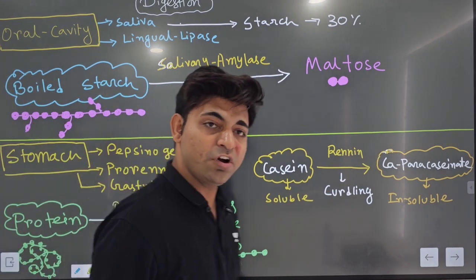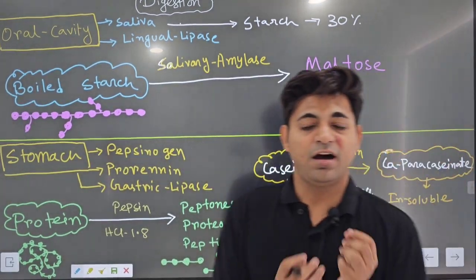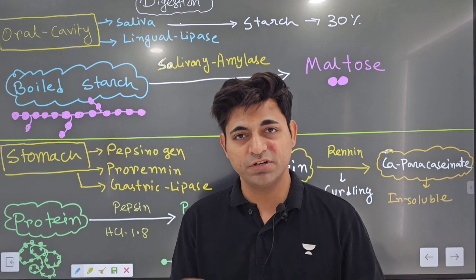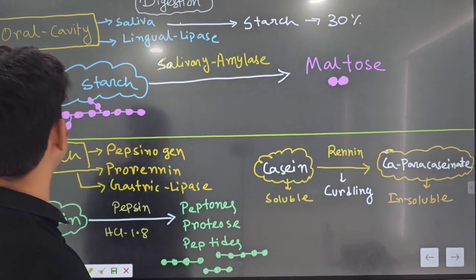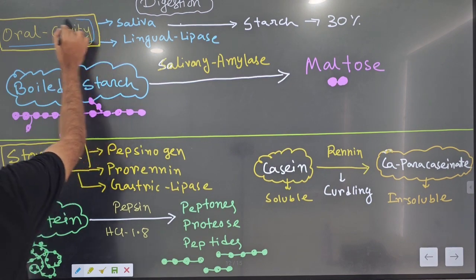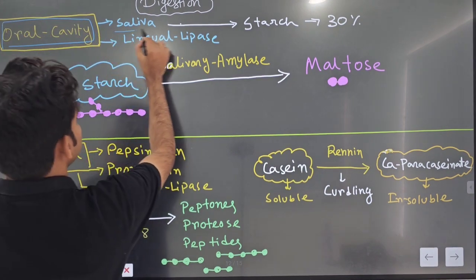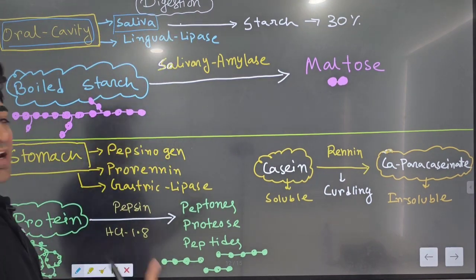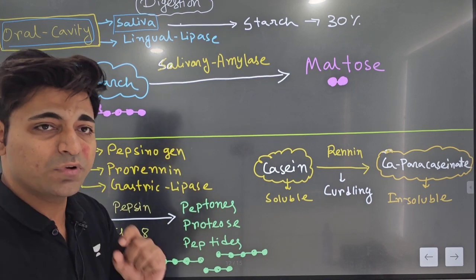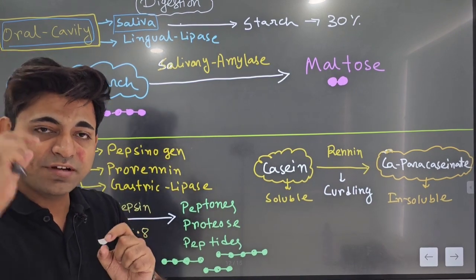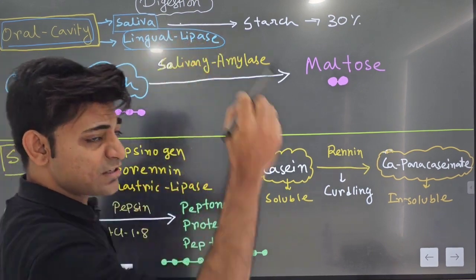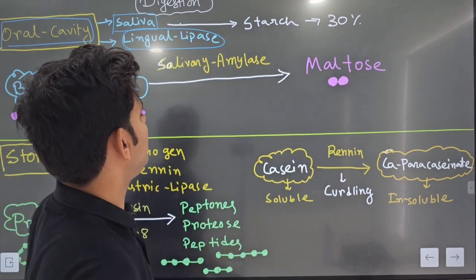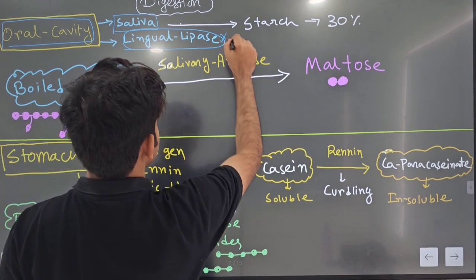Now the physiology of digestion: how complex food is broken down into simple food. Quickly we'll complete this physiology. First start with the oral cavity. Our oral cavity releases saliva from the salivary glands. The salivary duct carries the saliva from the salivary glands to the oral cavity. The oral cavity also secretes a little lingual lipase, a negligible amount.